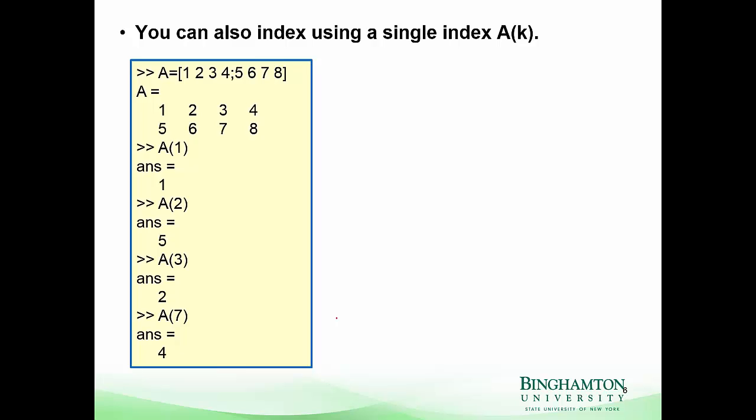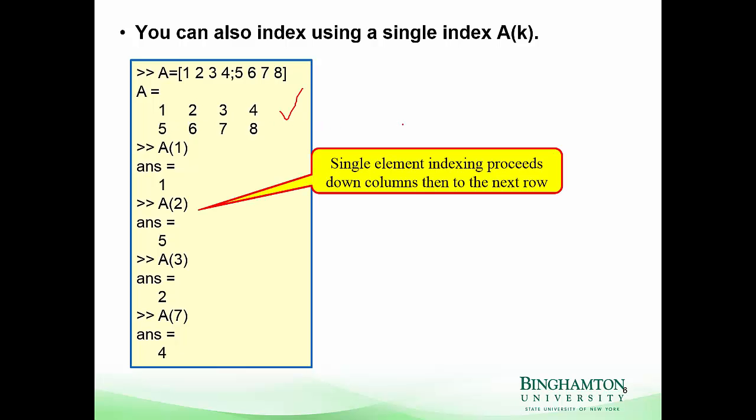Now, an interesting thing is that you can also index with a single index. To be honest, I rarely, if ever, have used this, but occasionally it shows up as useful. So here's that same matrix that we had, and we're going to put in A(1). Now, MATLAB knows that this is a matrix, but yet it looks like I'm trying to index it like a vector. So what it does is it goes down the columns. So A(1) will give me this value back. If I do A(2), it'll give me 5 back.